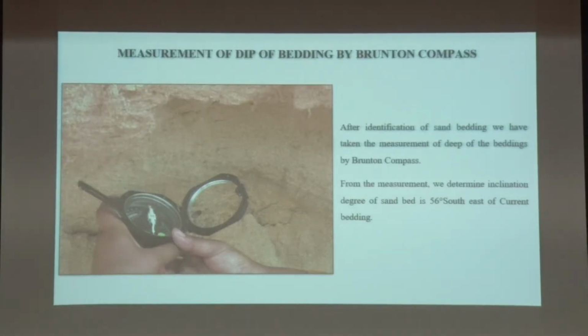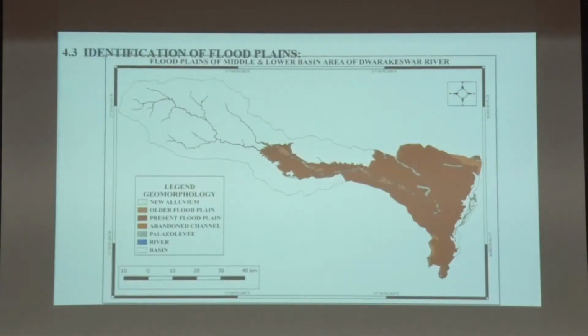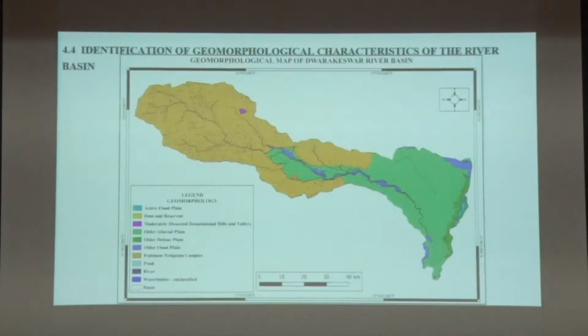We have taken the inclination degree of the sand bed of current bedding with the help of a Brunton compass, and the value is delineated as 56 degrees southeast. We have identified different floodplains of the Darukeshwar river. We find 5 types of floodplain here. Next, we have also found out the geomorphological characteristics of the Darukeshwar basin. We have found a total of 8 types of geomorphological plains here.